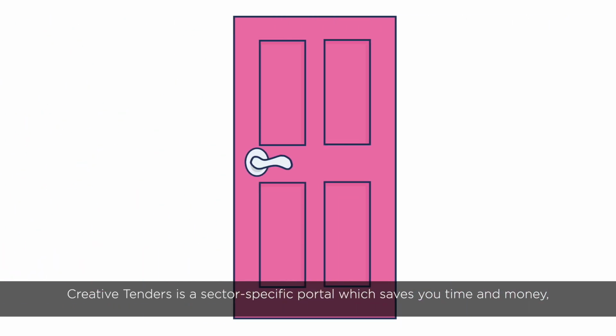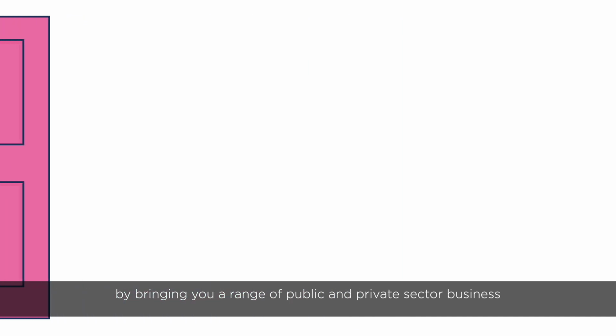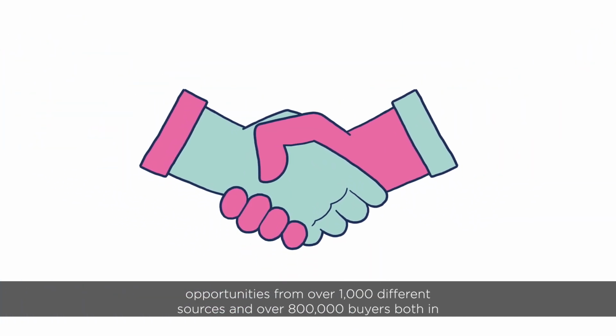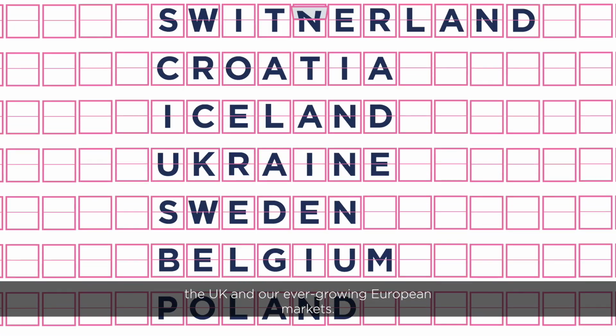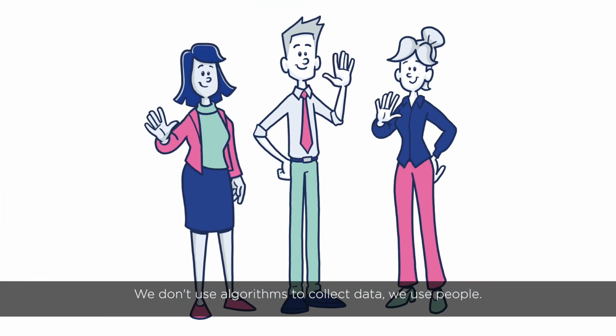Creative Tenders is a sector-specific portal which saves you time and money by bringing you a range of public and private sector business opportunities from over 1,000 different sources and over 800,000 buyers both in the UK and our ever-growing European market. We don't use algorithms to collect data, we use people.